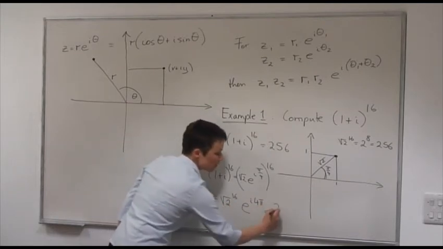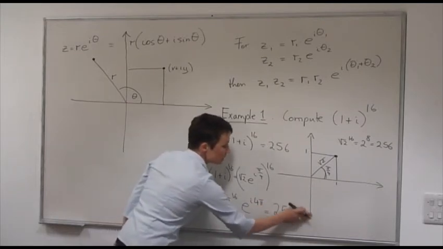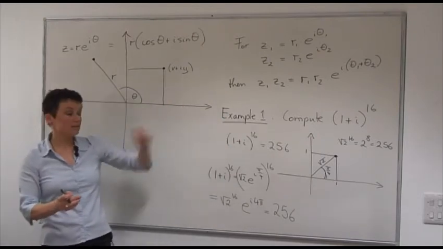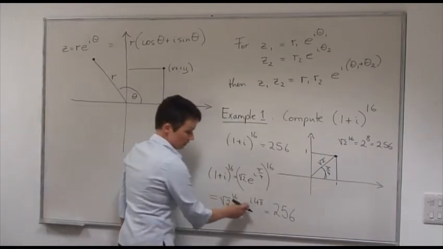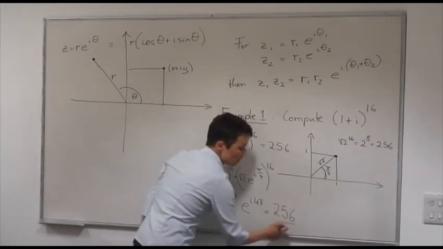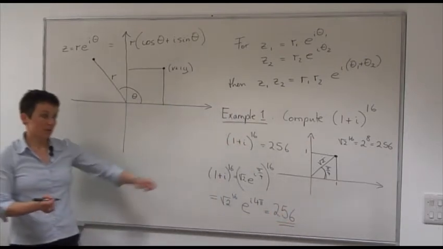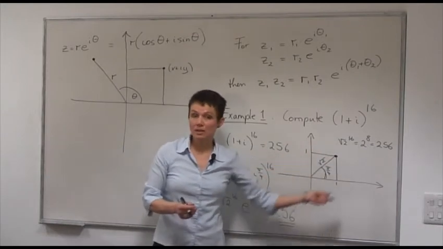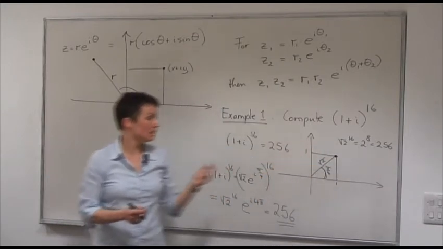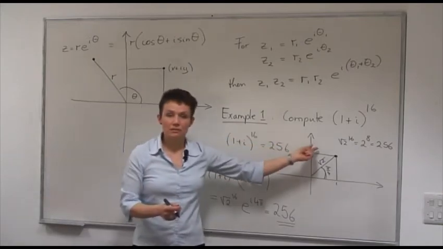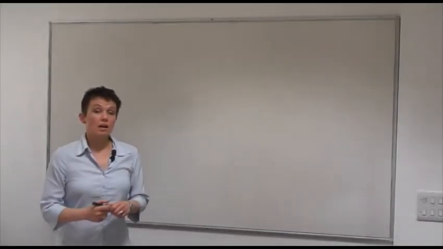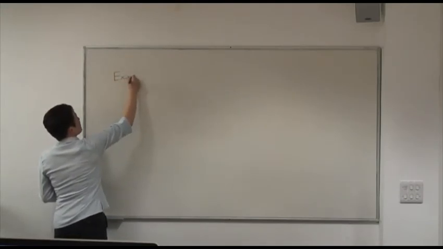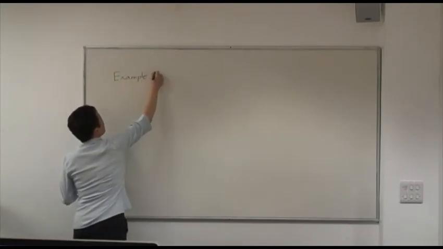So we know the first part is 256, and since 4 pi is the same angle as the angle naught, this becomes e to the 0, which is just 1, and that's our result. But I think it's a very good way of thinking about what happens here geometrically as you multiply these complex numbers together. The second example I would like to discuss in this context is connected with finding roots.